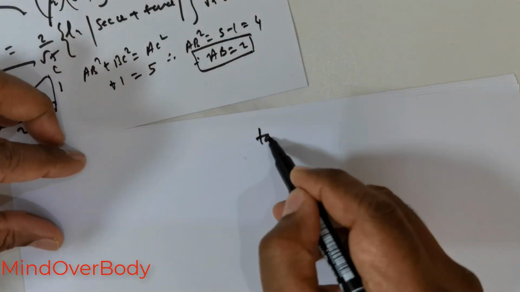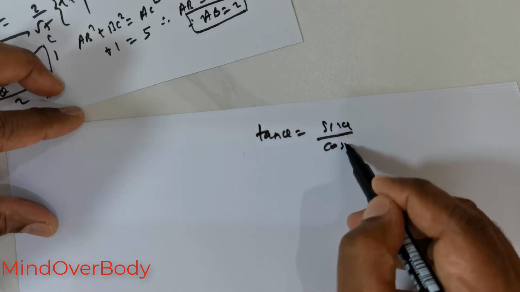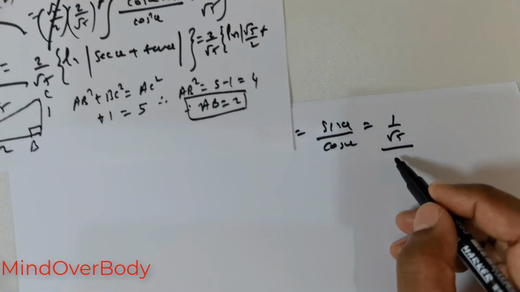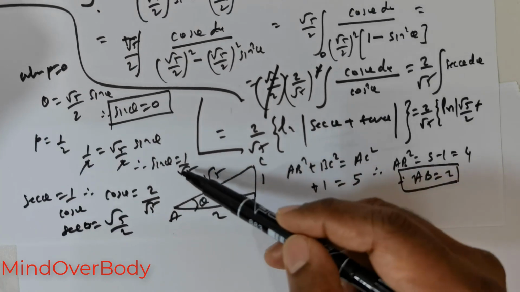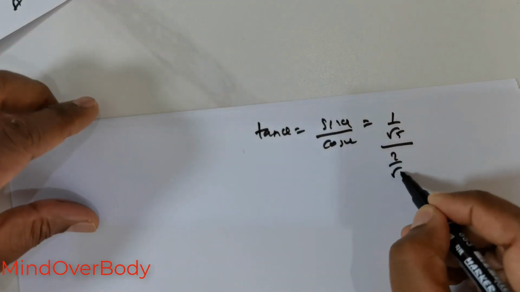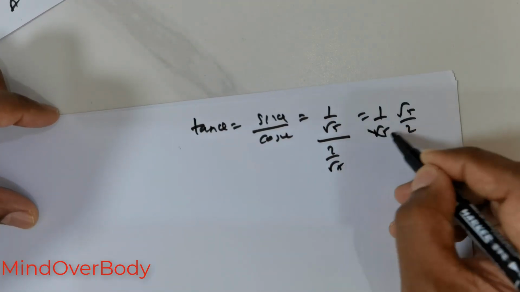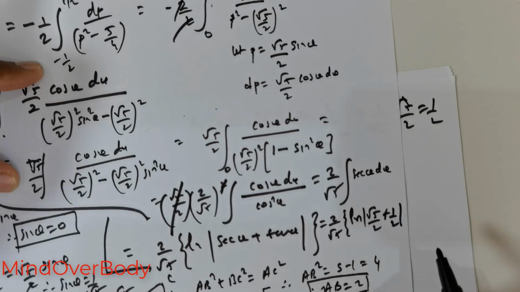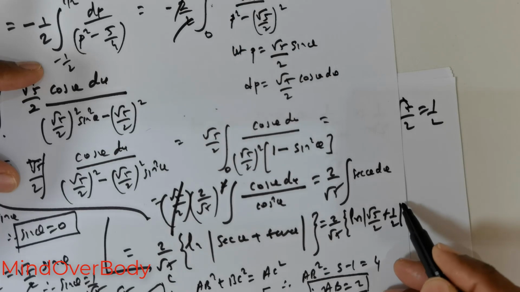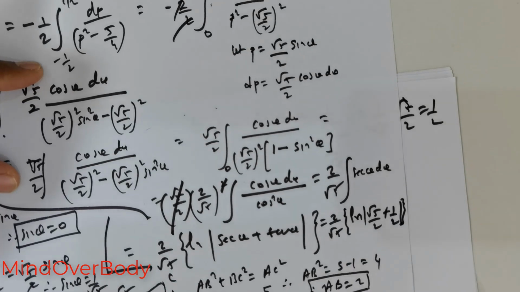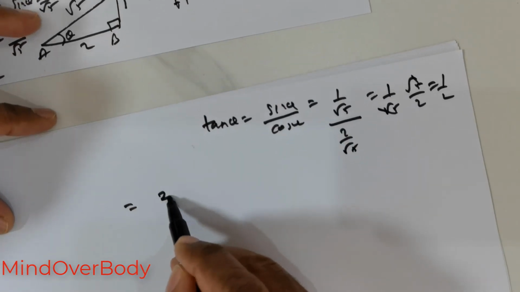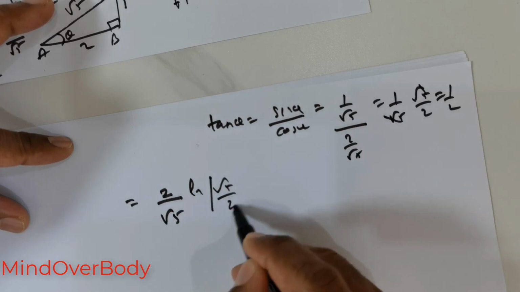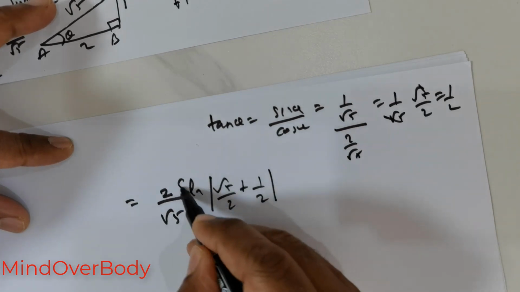Now what is tan theta? Tan theta is sine theta over cos theta. My sine theta is found to be 1 over root 5. Cos theta is 2 over root 5. So you flip it, 1 over root 5 times root 5 over 2, they get cancelled, you get 1 over 2. So tan theta is 1 over 2. And this is for the upper limit, right? For the upper limit, you can substitute this and rewrite this as 2 over root of 5 ln, modulus, root of 5 over 2 plus 1 over 2. This is for the upper limit.